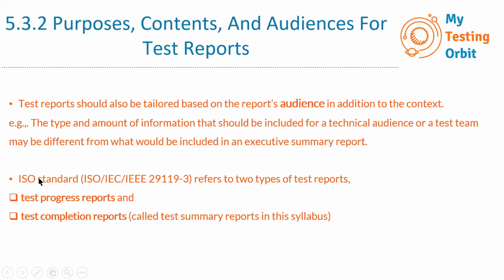We covered this ISO standard in the last session as well, where we gave an example of a test plan outline. The same standard, 29119-3, also refers to two types of test reports. Apart from the test plan, it has the test progress report and the test completion report, which is also known as the test summary report in this syllabus.